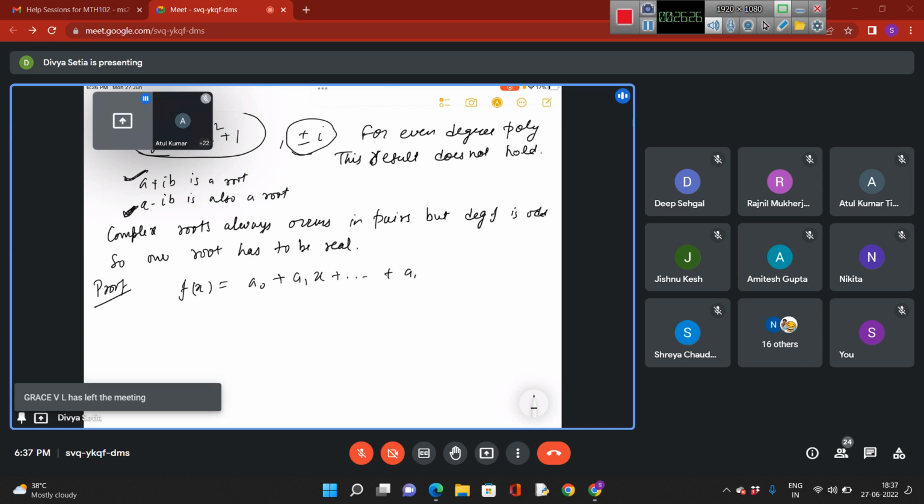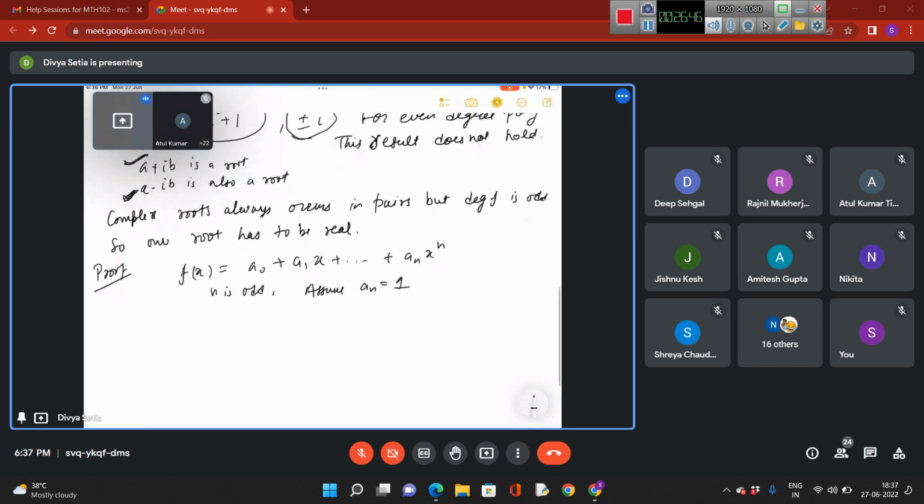So this is your polynomial, an odd degree polynomial. Here n is odd. Now I can assume a n is 1. Why is it so? I can assume this polynomial to be monic. I can assume that a n is 1. Why is it so?